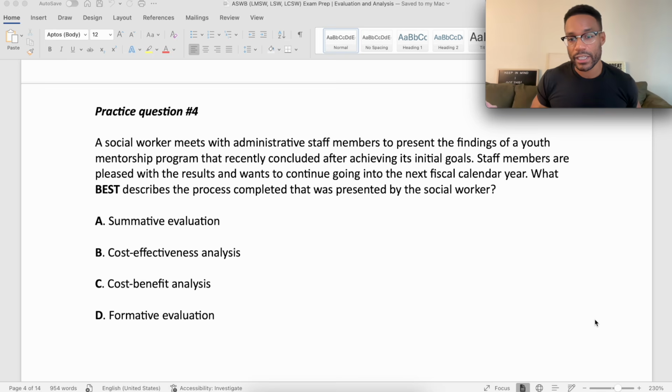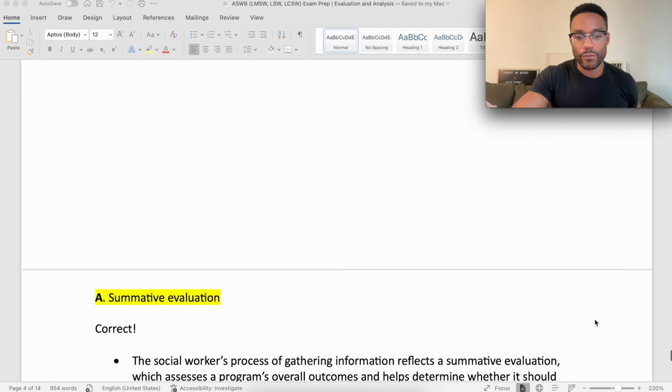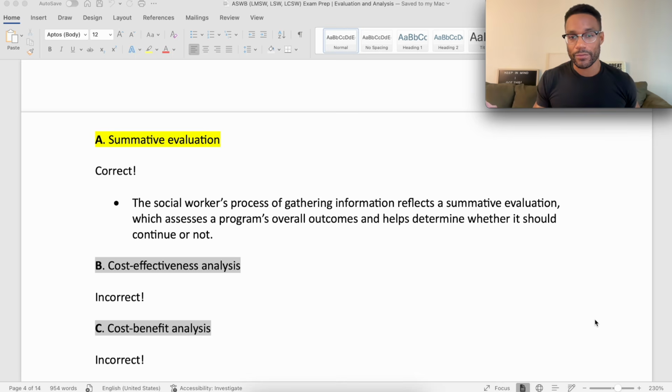And because this question in particular is talking about, hey, we're just presenting the findings to the administrative staff and they're pleased because it achieved its overall goals and they want to continue, which is a great thing. So for this one, we're definitely rocking with A, summative evaluation.